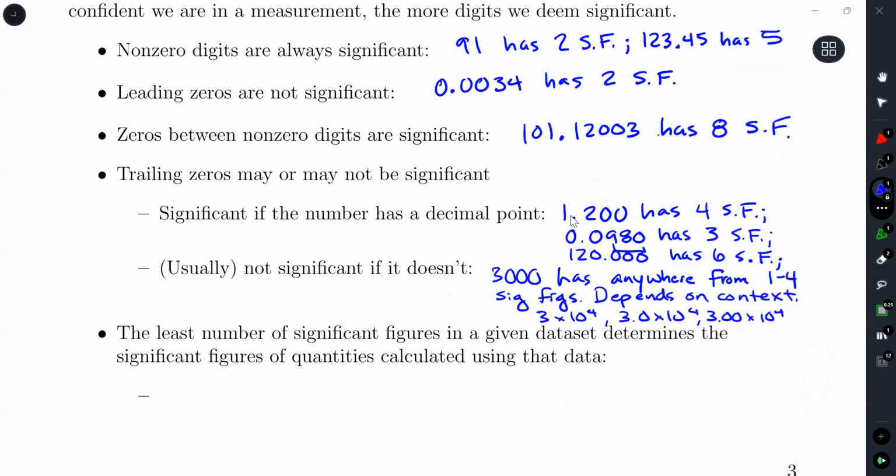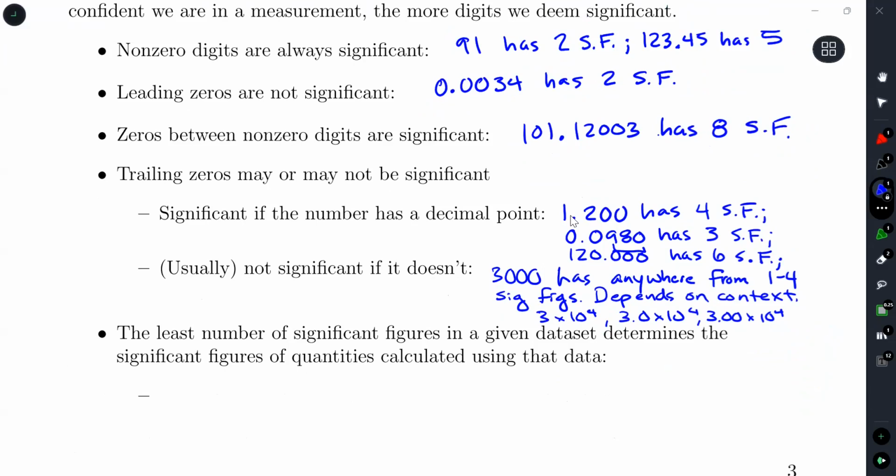And then the last one is how we combine measurements. So if you have a couple different measurements, you're doing some sort of multiplication or other operations on them, then the least significant thing is what determines the significance of the result of that operation. That's just saying you're only as good as your worst measurement.